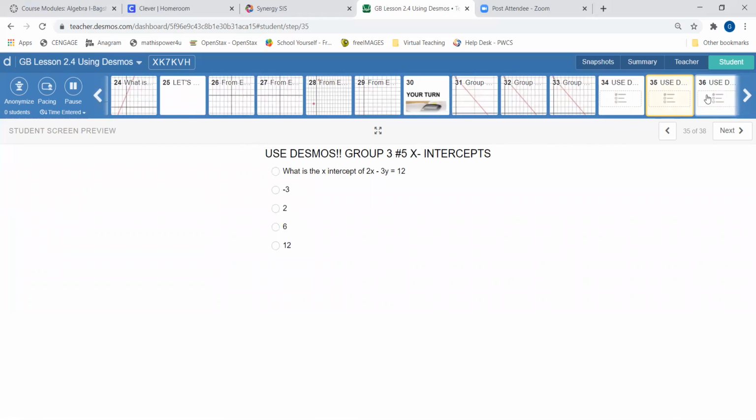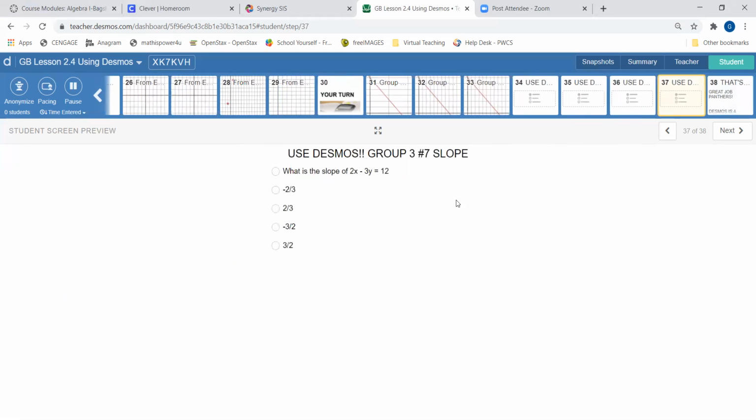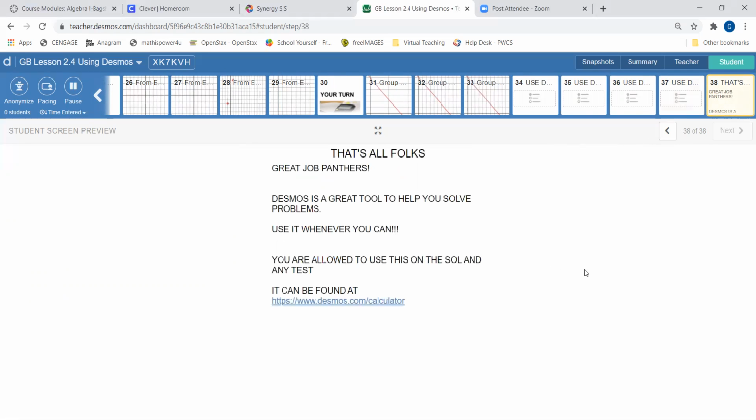And then the same thing, check for the x-intercepts. Check for y-intercepts as well. Sometimes they'll ask you the y-intercept as well. Just look where it crosses on the y-axis. What is the slope? By counting the squares. And that's pretty much it.